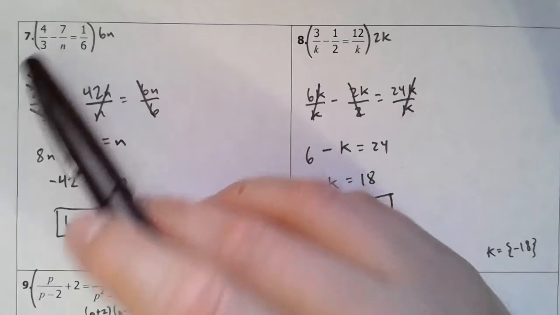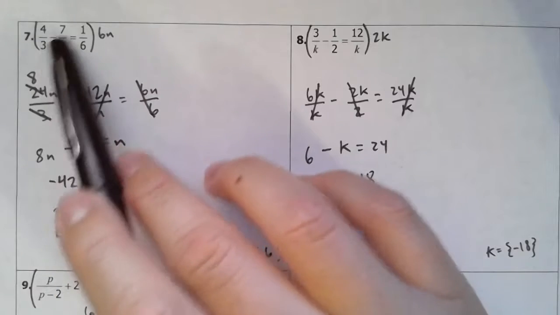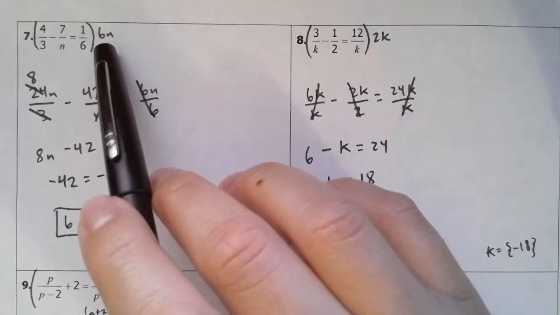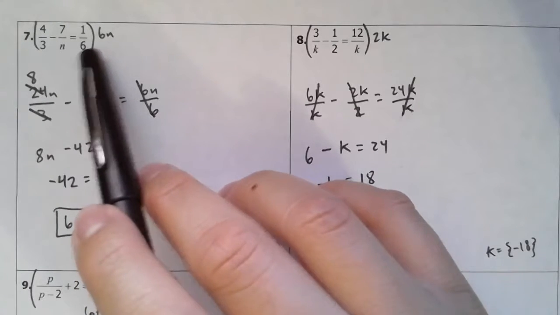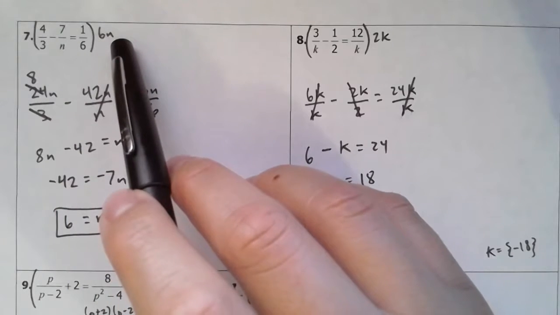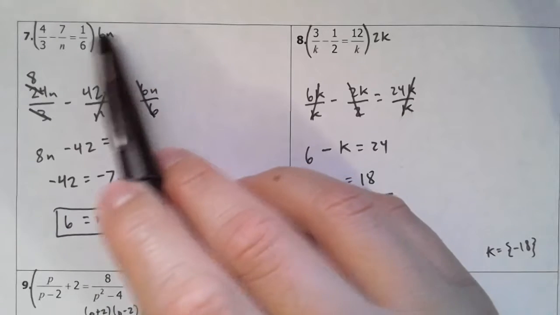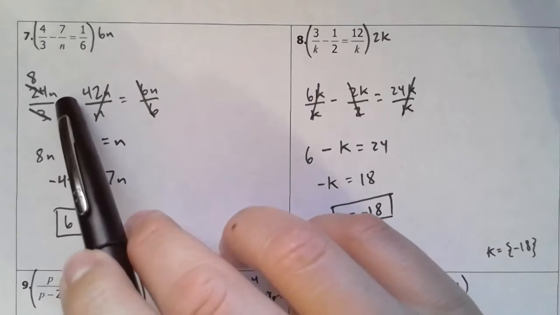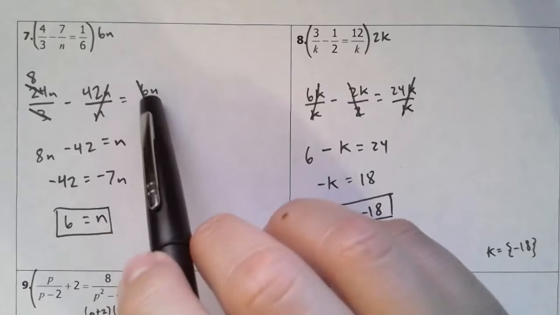So instead of figuring out the least common denominator, merging these, and then going on to cross multiply, you could just take the least common denominator. I have 3n and 6, so the least common denominator would have to be 6n. Then I multiply everything by 6n, and when I distribute that into each one, I got 24n over 3 minus 42n over n is equal to 6n over 6.